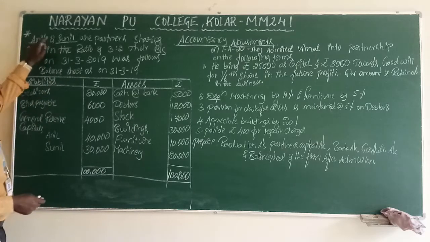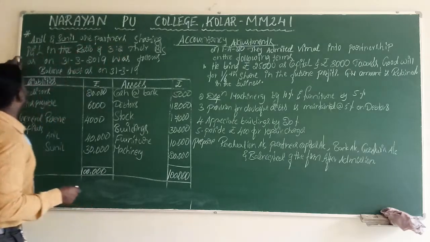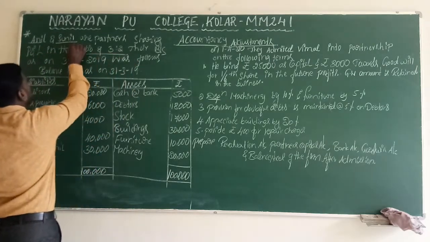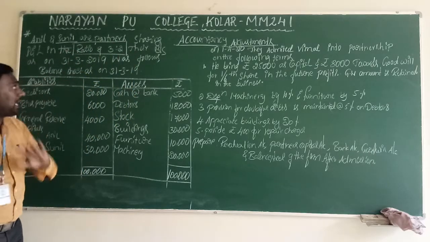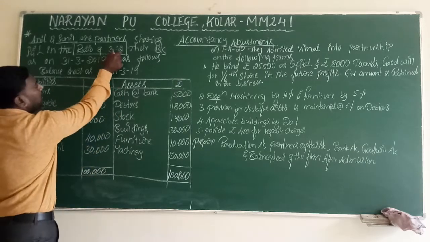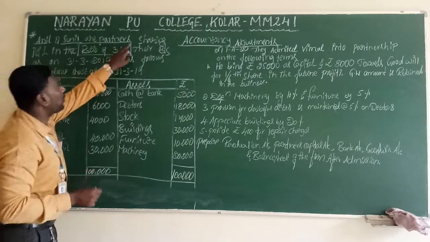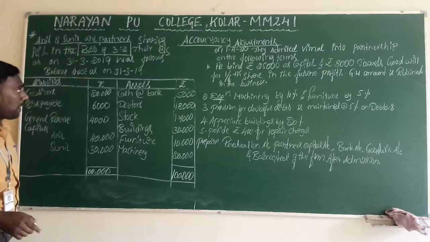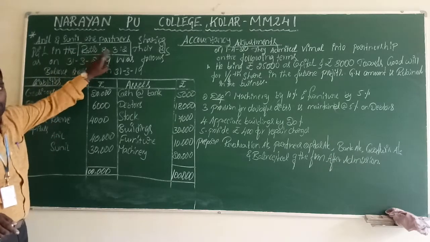Here Anil and Sunil are the old partners, sharing profits and losses in the ratio given. So any future profits or losses have to be distributed according to this ratio, 3:2, that is 3/5 for one partner and 2/5 for the other. This is very important information in our question.